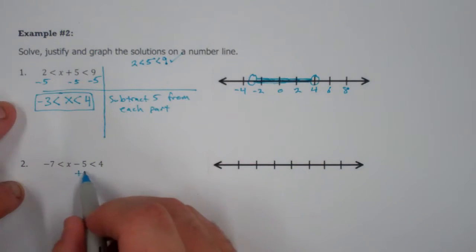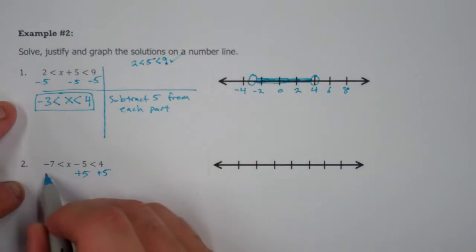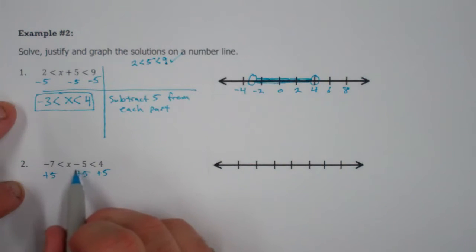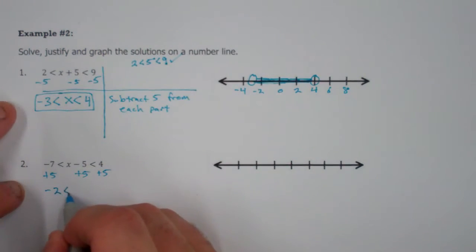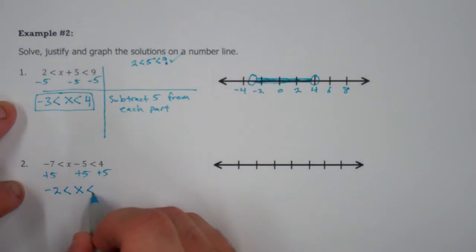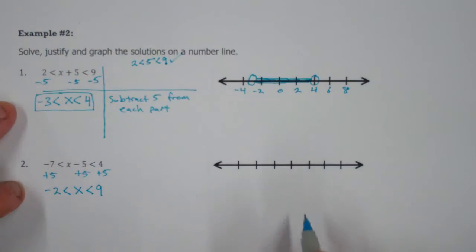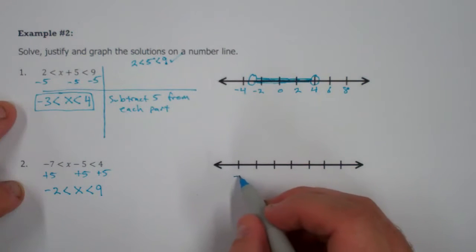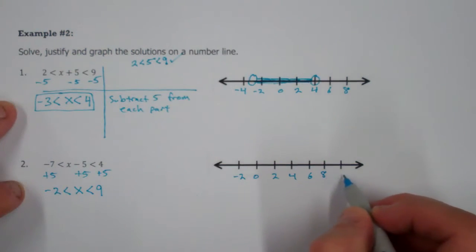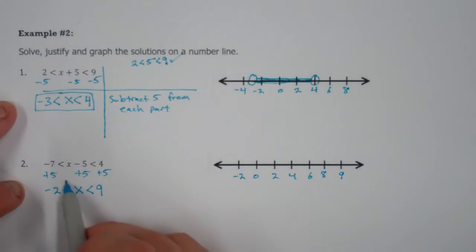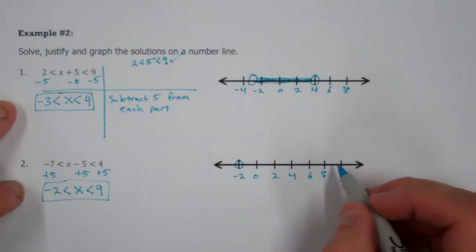Moving on to the next one, we'll add 5 to each side. Again, looking inside and noticing this minus 5, we need to do the inverse of that. Negative 2 is less than x is less than 9. To graph this on the number line, we can do the same thing we did before. Less than symbols, no equal to, so we'll draw open circles.